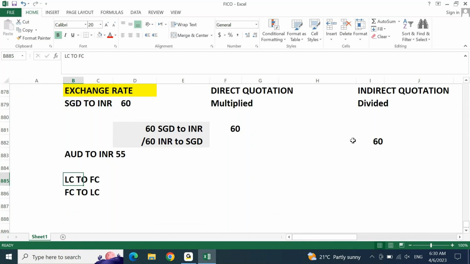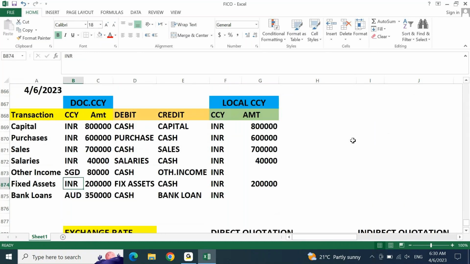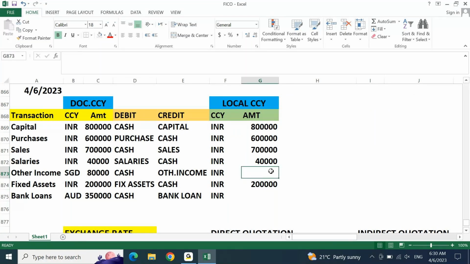But if you are directly converting from any foreign currency to INR, straight away take that exchange rate and multiply it with your foreign currency. Now here, are we converting LC to FC or FC to LC? Foreign to local. Foreign currency to local currency means you always have to multiply by the exchange rate. So I'll take Singapore dollars and multiply this with 60 rupees as my exchange rate. This is the value. Is this correct?